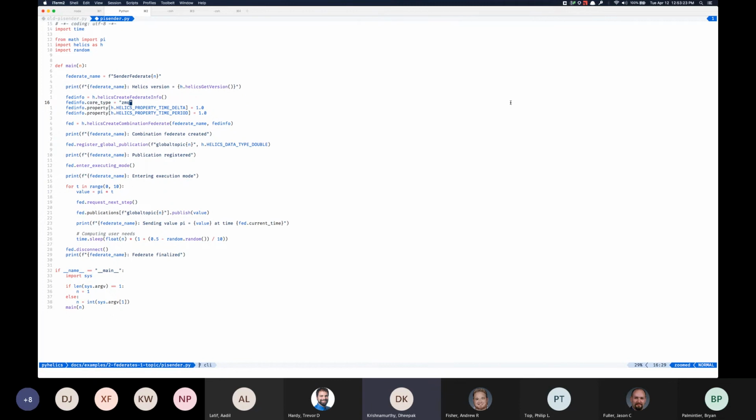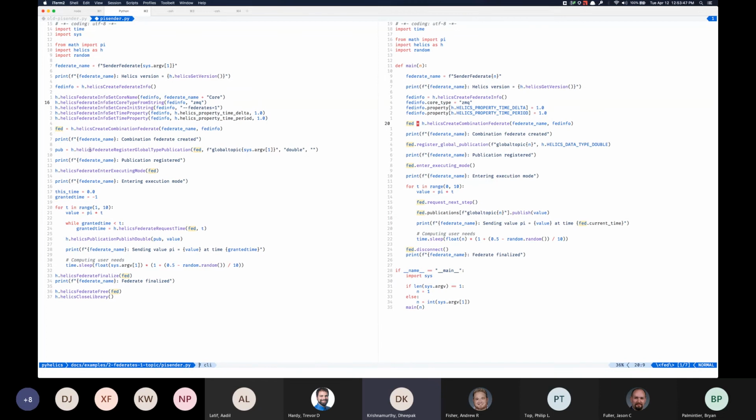There's a property-based interface that exists on every object that is created from the Helix create functions. For example, the federate has a register global publication function and an enter executing mode function. In the old interface that looked like helix federate register global type publication, and you pass in the object, but now there exists a method on the object itself. Similarly, there is a request time function and a request next step function.